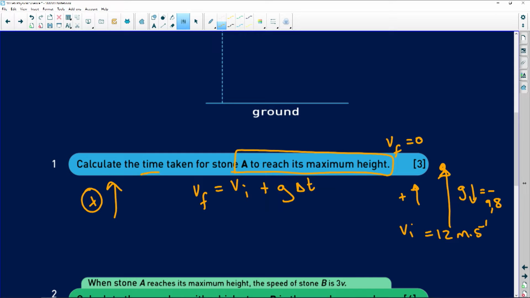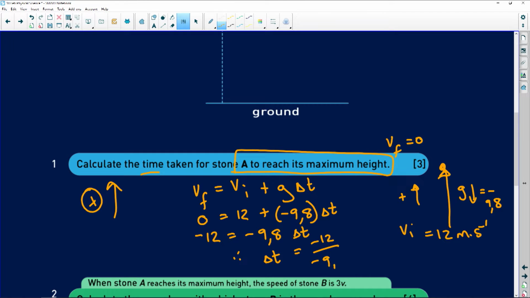We want to calculate the time. The final velocity was 0, nice and easy. Initial velocity was 12. g is minus 9,8. So please, please, please don't forget about the direction. To solve, we get minus 12 equals minus 9,8 delta t. Therefore, delta t equals negative 12 divided by negative 9,8.